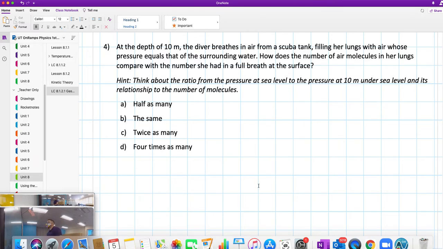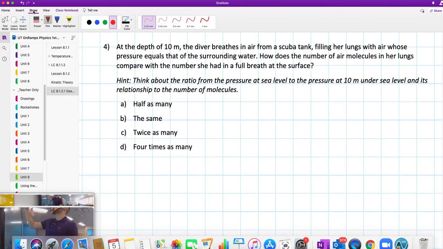Okay, so let's write down what we know from pressure at the surface and pressure at 10 meters. So pressure at the surface at sea level is 1 atm. So we're going to call it initial pressure.